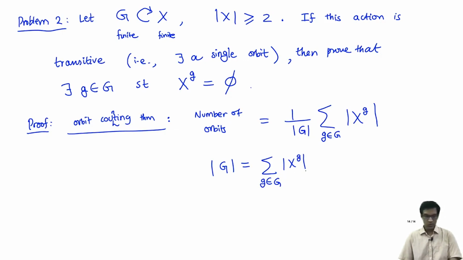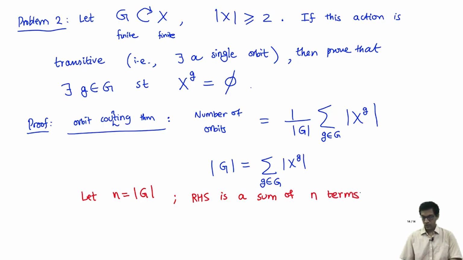Now let's look at the left hand side. The left hand side is the cardinality of the group itself. The right hand side, how many summands are there? It's a sum of how many terms. Well, if the cardinality of the group is, let's call it some number n, then the right hand side is a sum of n terms. So let n be the cardinality of the group, then we observe that the right hand side is a sum of n terms.